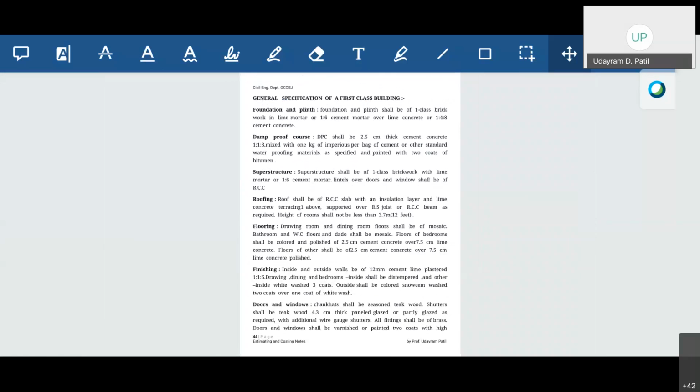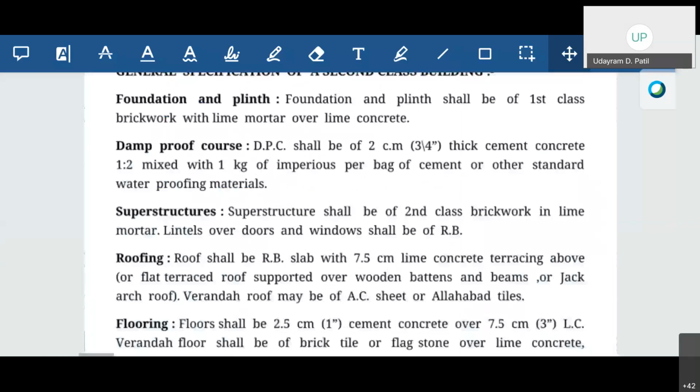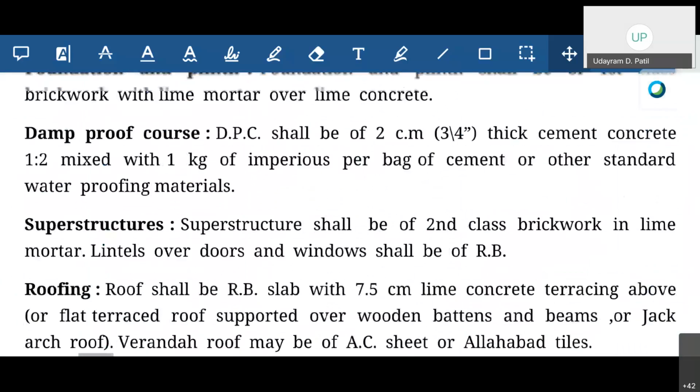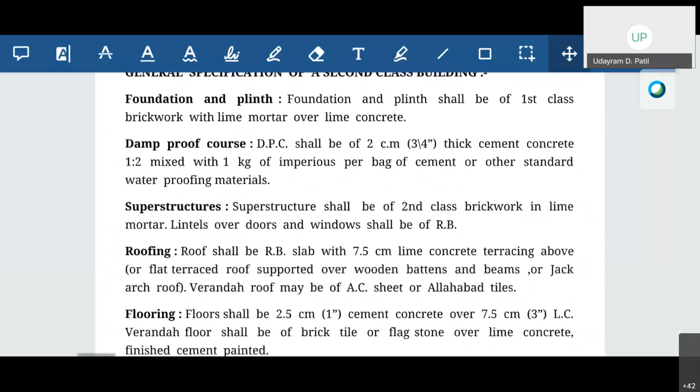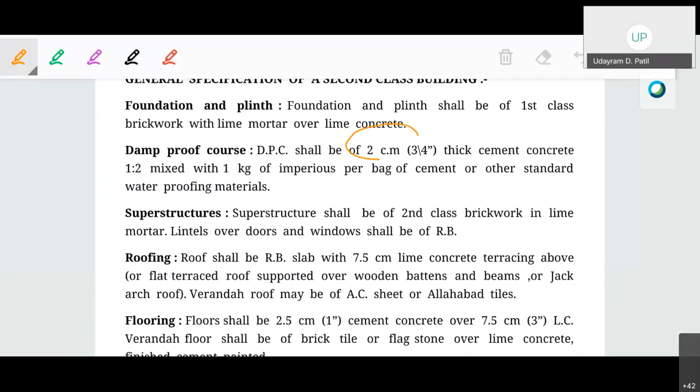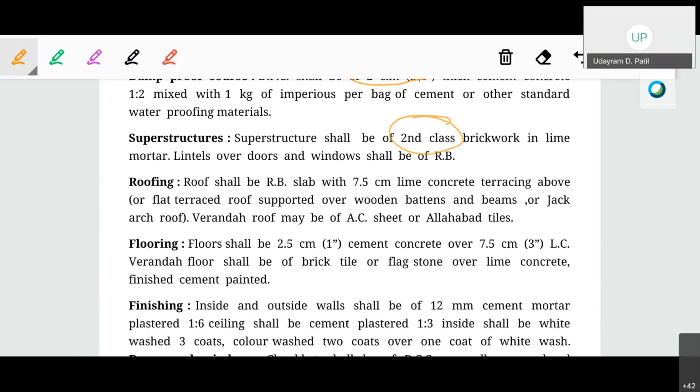Similarly for the second class building, the specification will be same, only the material will be different. Okay, जे काही तुमचं मटेरियल असेल, समजा तुमचे जे काही थिकनेस ऑफ द पर्टिक्युलर डीपीसी असेल, or in case of the superstructure the class of the brickwork will be there. Okay, or in case of the roof the slab thickness will be there.